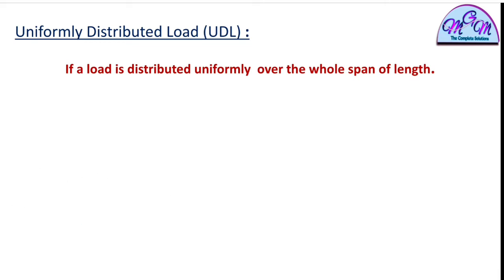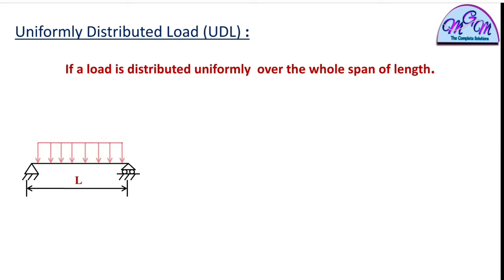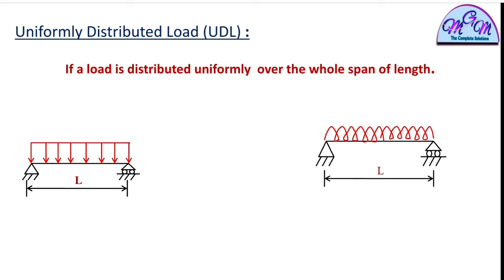So in engineering mechanics, the uniformly distributed load is represented like this. This is one way to represent the uniformly distributed load, and similarly another way to represent the UDL is like this. Either this type of diagram or this type of diagram, both are examples of the uniformly distributed load.